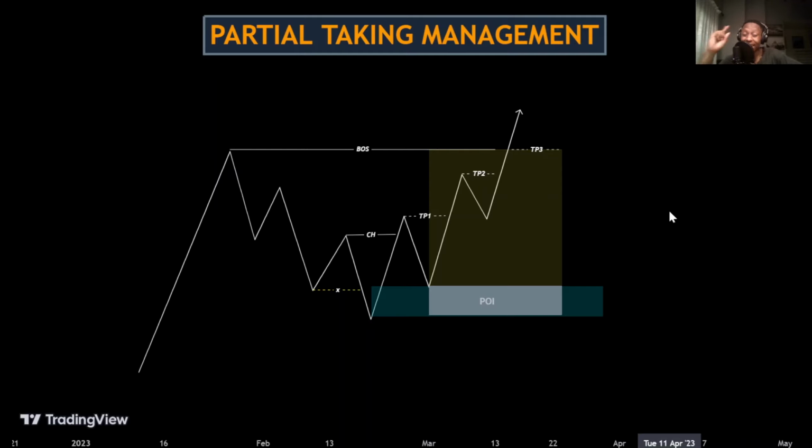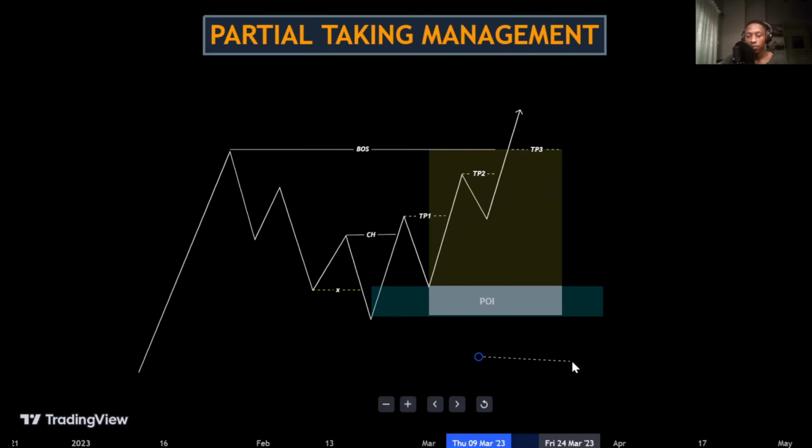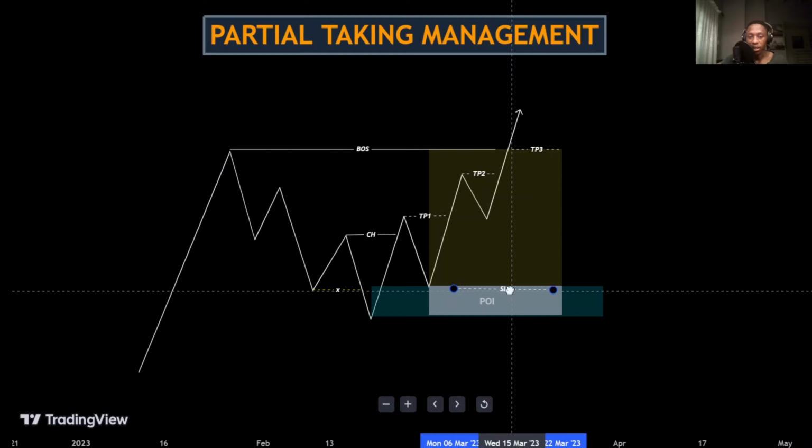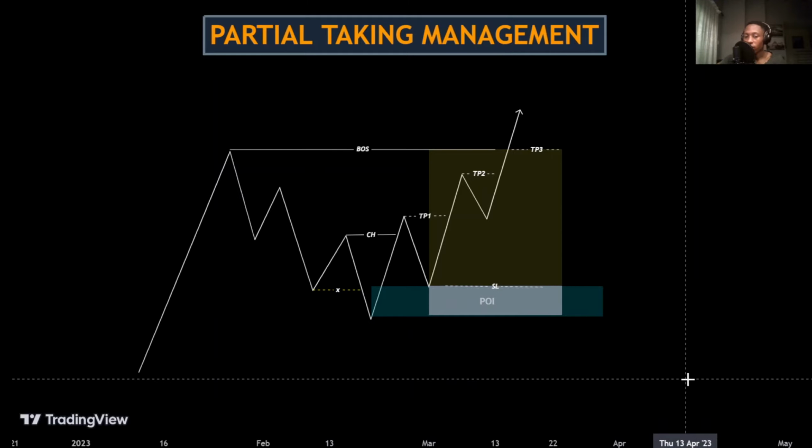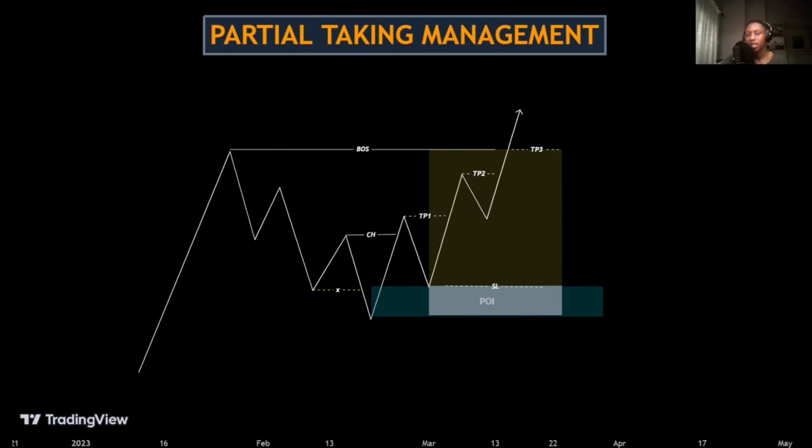So now here's the interesting way you can also execute this management style, right? It's also implementing that once price moves in your favor and hits take profit 1, that's when you move your stop loss to break even. So you'll come over here, right? Let me do it like this, and then your stop loss will be literally at break even. You'll put your stop loss right over here at break even once take profit 1 hits, right? And then you let your trade run.